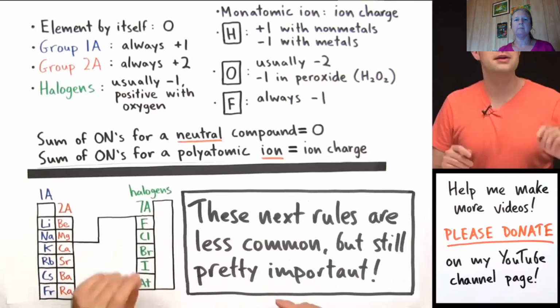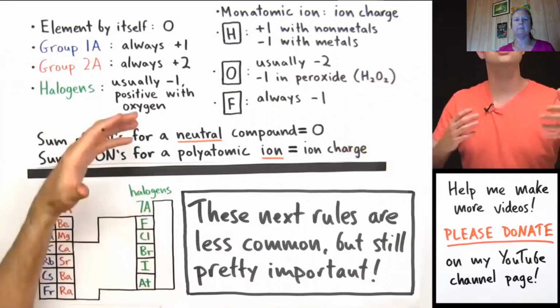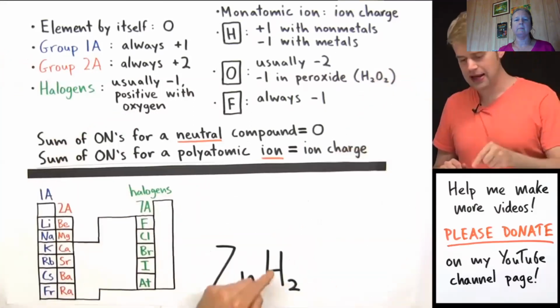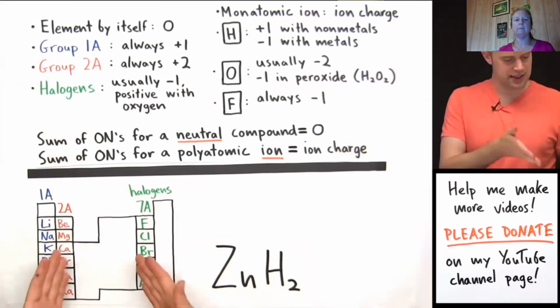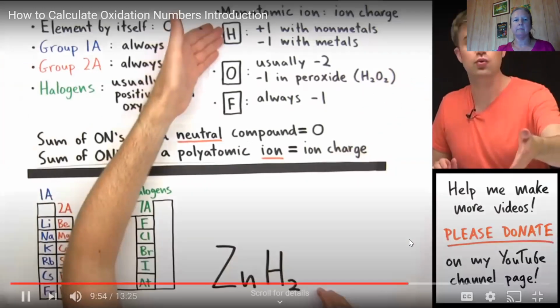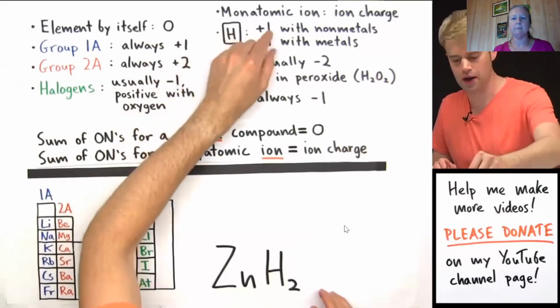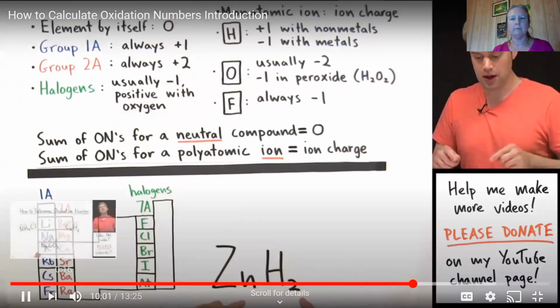Now I'm going to start talking about some more challenging examples that use some rules here that are a little less common. ZnH2. Okay, zinc here, we don't know what its charge will be, but hydrogen, we have a rule for that. Now we've been used to hydrogen's number being +1 because it's been with non-metals, but here.